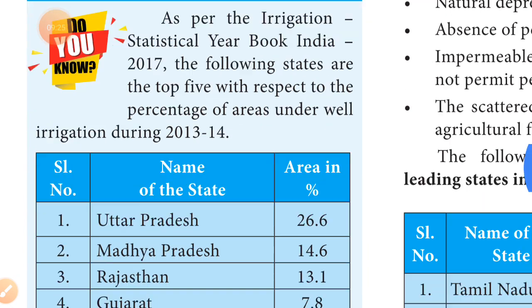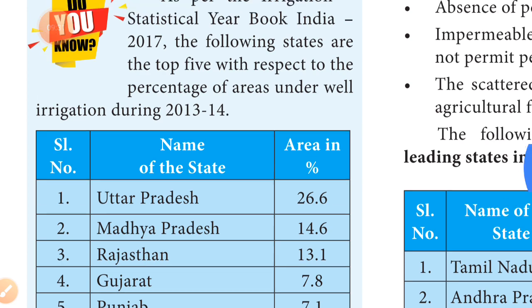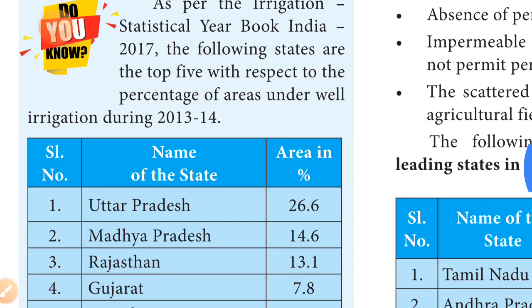These are modern. So which states are leading in tank irrigation, or irrigation statistics? The name of the state and the area, how many percent they are using the water. Uttar Pradesh 26.6, Madhya Pradesh 14.6, Rajasthan 13.1, Gujarat 78.1, etc.